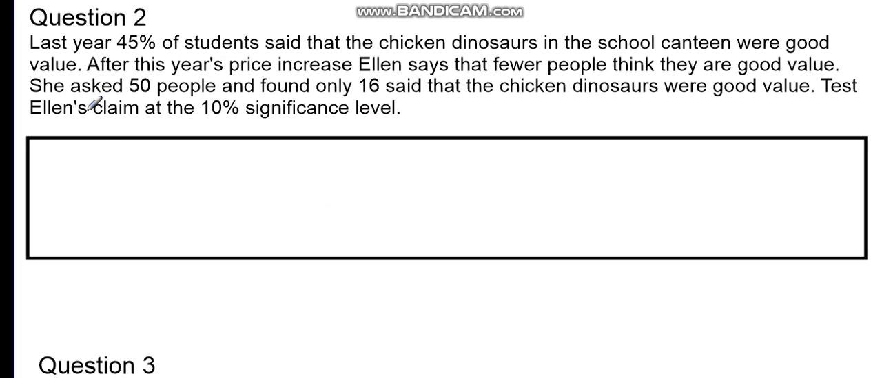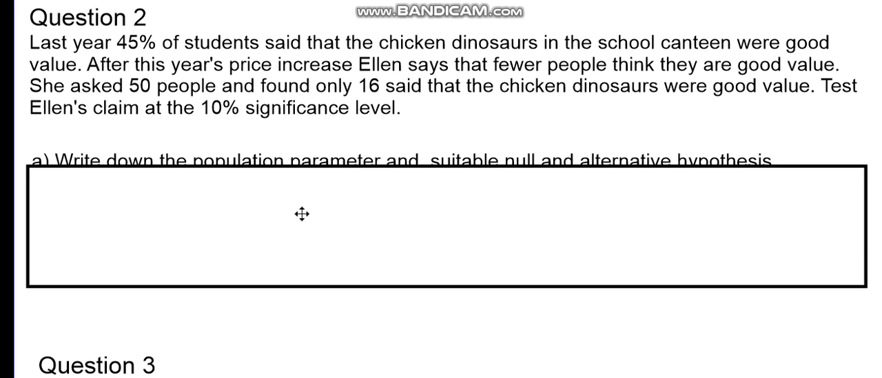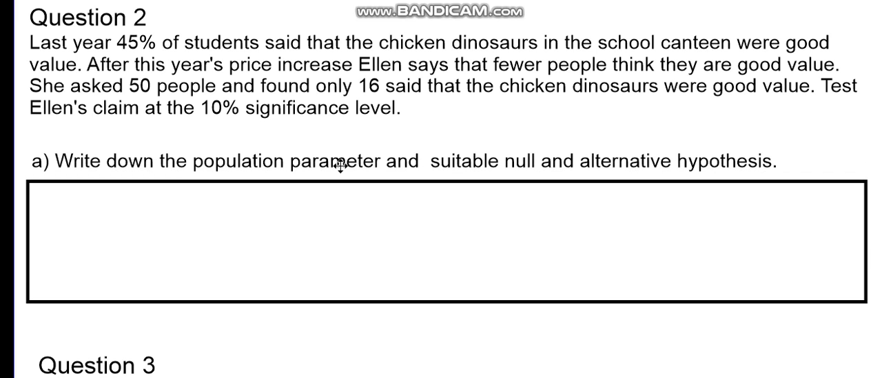Okay, so question 2, we've got last year 45% of students said the chicken dinosaurs in the school canteen were good value. After this year's price increase, Ellen says that fewer people think they are good value. She asked 50 people and found only 16 said the chicken dinosaurs were good value. Test Ellen's claim at the 10% significance level. So we're going to go through the same steps. We're going to start by defining the population parameter.